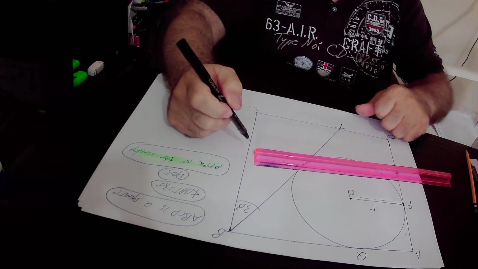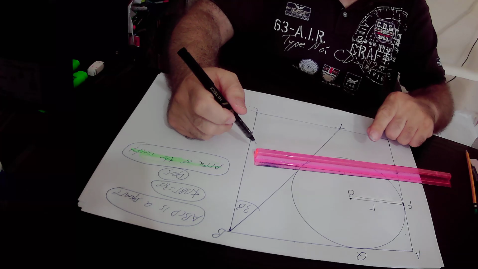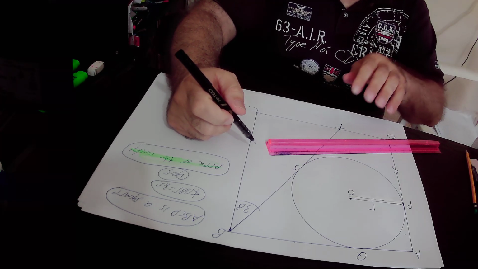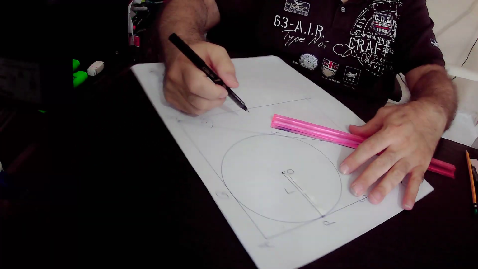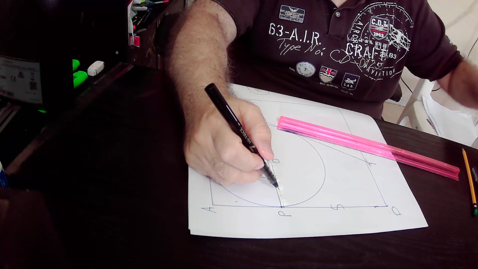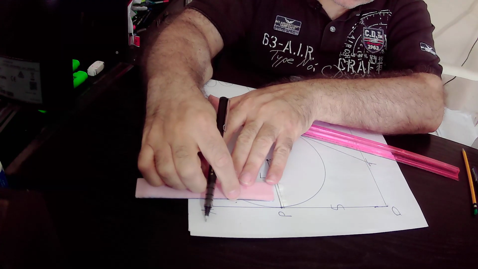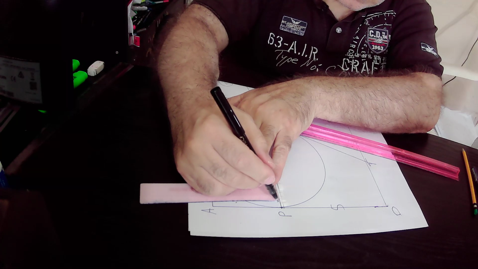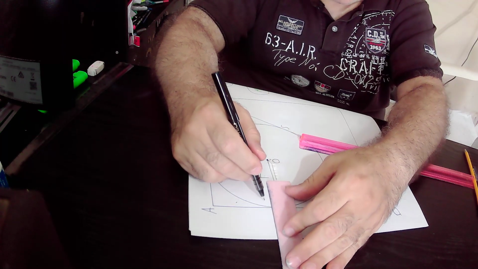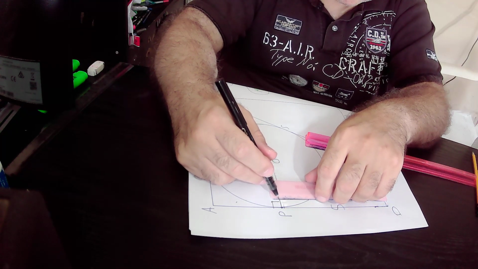And we have the radius OP that is drawn to the point of tangency. Therefore, according to rule number 1, this angle will be equal to 90 degrees. And this angle will also be equal to 90 degrees.